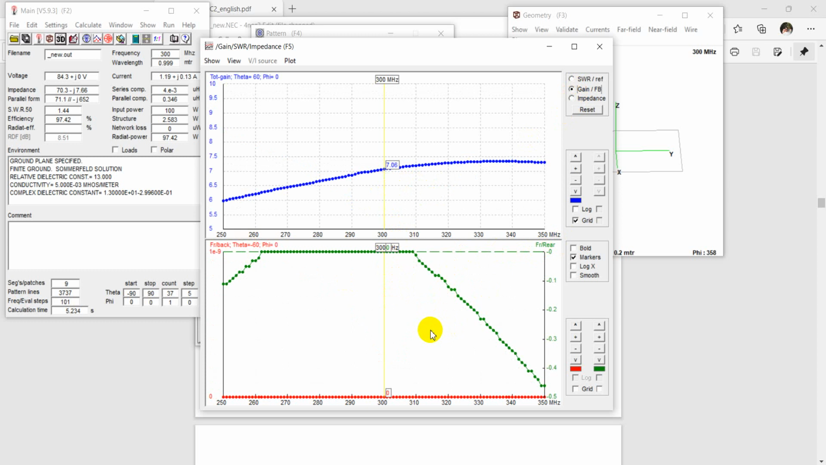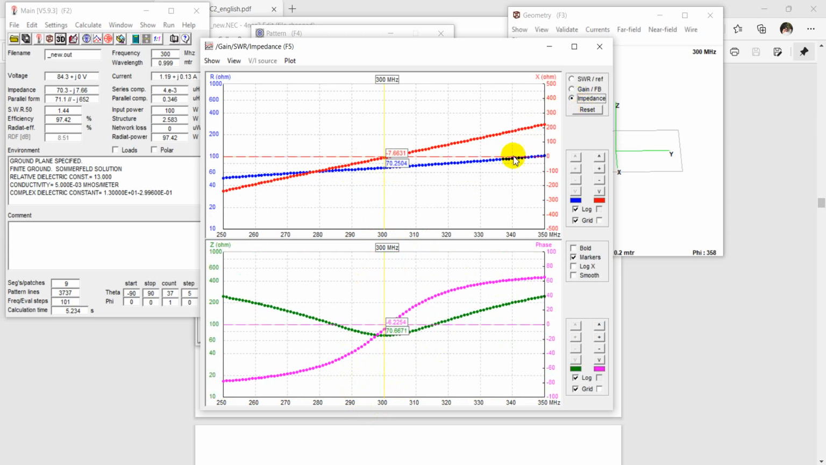The front-to-back and front-to-rear values indicate the level below and above the main lobe of this antenna. At 300 megahertz the rear is 0, the back is also 0, and the gain is 7.06.